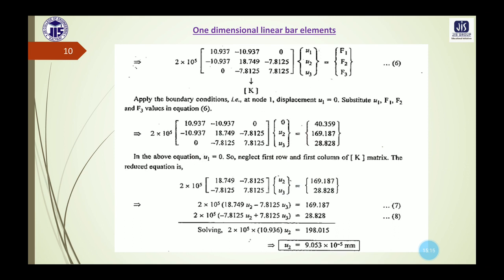Now we need to apply the boundary condition. In case of this boundary condition, we can see that at node 1, as it is fixed, the displacement u1 is 0. If we substitute the values of u1, f1, f2 and f3 in the equation number 6, then we are getting this representation. That means we have entered the value of u1 as 0 and the value of the global force vector in the right hand side of the equation that we have already found out.